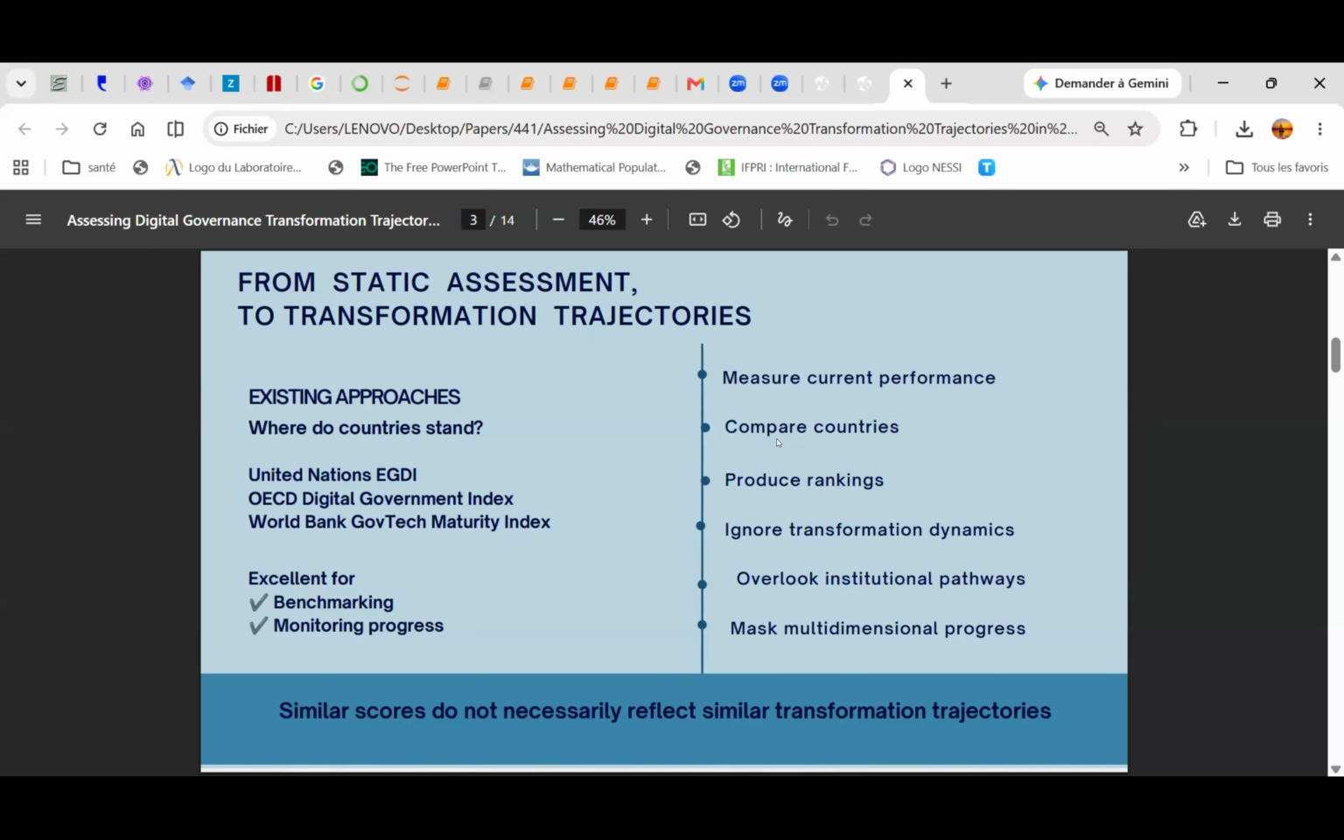However, these frameworks are primarily designed to answer one question: where do countries stand? They measure current performance and produce rankings, but they tell us very little about how countries have evolved to reach their current position. As a result, they tend to overlook transformation dynamics, institutional pathways, and the multidimensional nature of change. Consequently, similar scores do not necessarily reflect similar transformation trajectories. To address this limitation, we propose a different perspective.